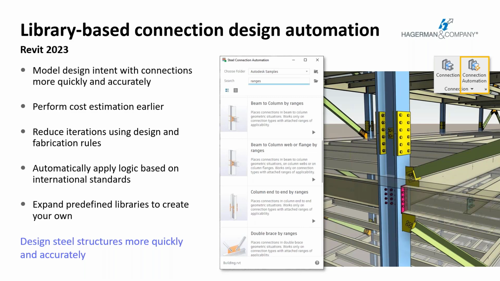And then Revit 23 includes sample steel connection libraries to support certain regional standards, and the connection libraries are customizable. So you can adjust and extend them to meet any local or regional requirements.